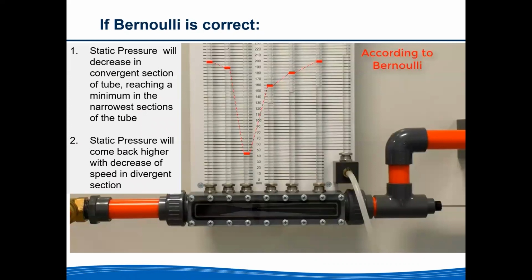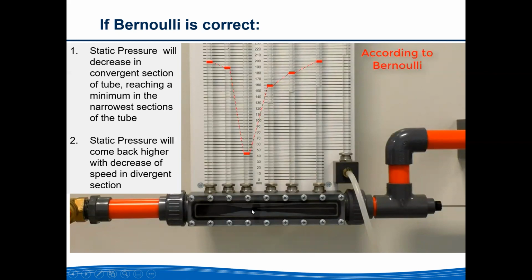So what essentially happens? If Bernoulli is correct, according to Bernoulli, the static pressure: the fluid enters at a certain speed with a certain pressure. Velocity 1, pressure 1. The fluid will start to accelerate in the convergence. Acceleration of a fluid means the fluid goes faster, but this means a decrease in pressure. The minimum pressure and the highest speed will be reached at the narrowest point. It is point 3, manometer number 3.